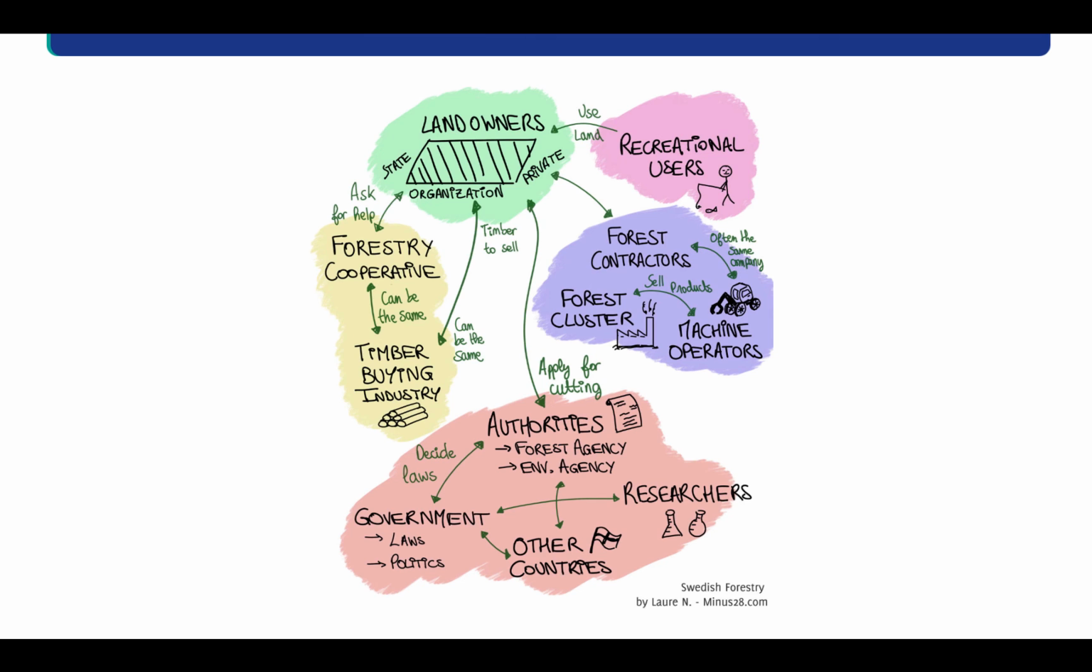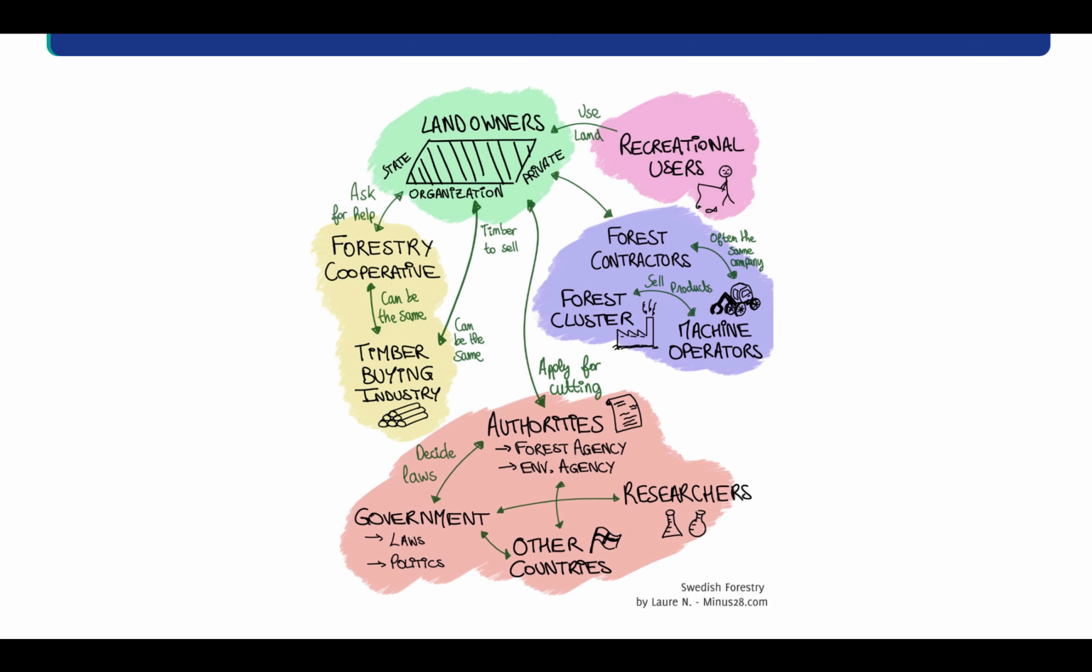And they also have to apply for and comply with the policies of authorities, of governments. There are different laws and politics that influence the forestry. And also, there are a number of forest contractors and machine operators who also work with landowners in order to do something with the forest. I'm not a specialist in forests, but what this stakeholder map helps you to understand is who are the different players that have some kind of influence in Swedish forestry and how they relate with each other.